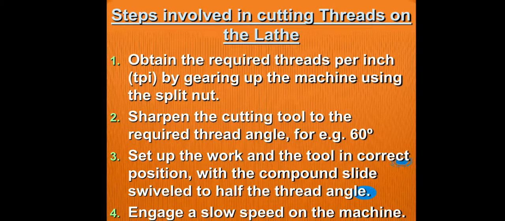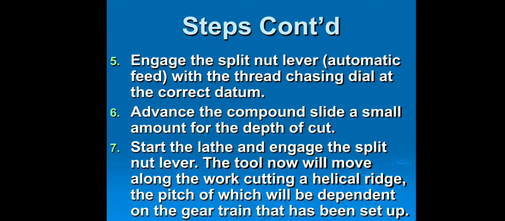Steps involved in cutting threads on the lathe. The first step is to obtain the required threads per inch, that means by gearing up the machine using the split nut. And next is sharpen the cutting tool to the required thread angle, for example 60 degrees, and set up the work and the tool in correct position with the compound slide swiveled to half the thread angle, and engage a slow speed on the machine.